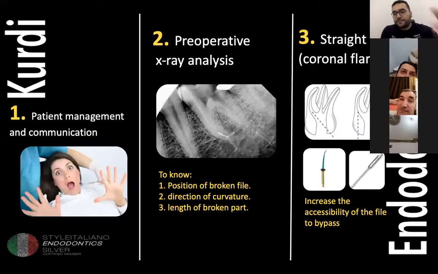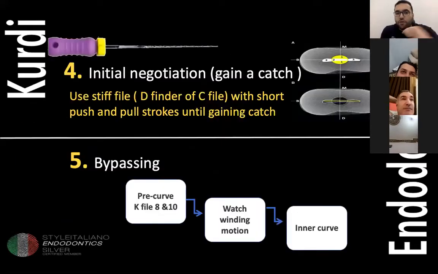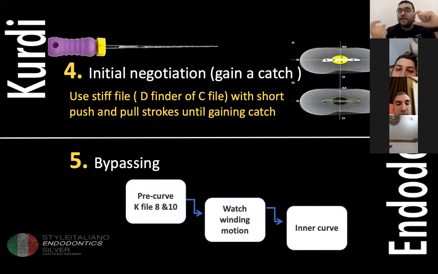All right, now dealing with the file. We have 2 steps. This is the most important part, so focus on this part. First, the initial negotiation, to gain a catch, to go through the gap that we have between the file and the canal wall, is completing our bypassing. The first step is the most important step, and also the second one, but the first one is the door, the opening. If it's right, you will complete your bypassing the right way.